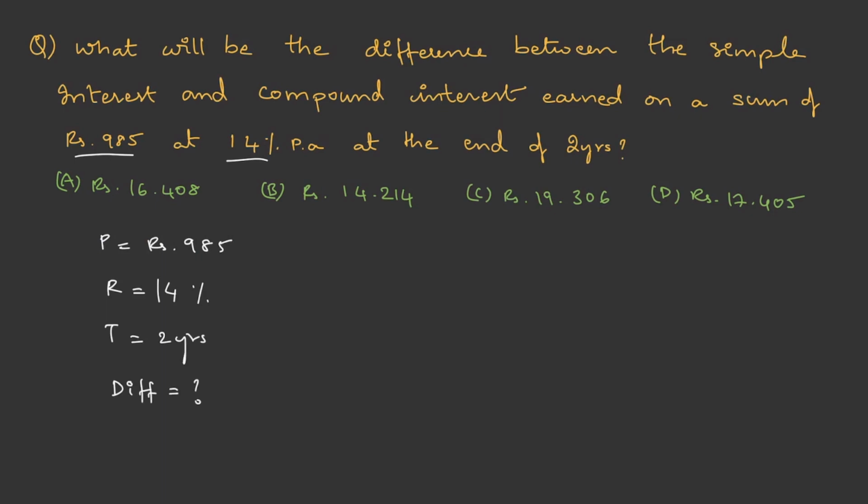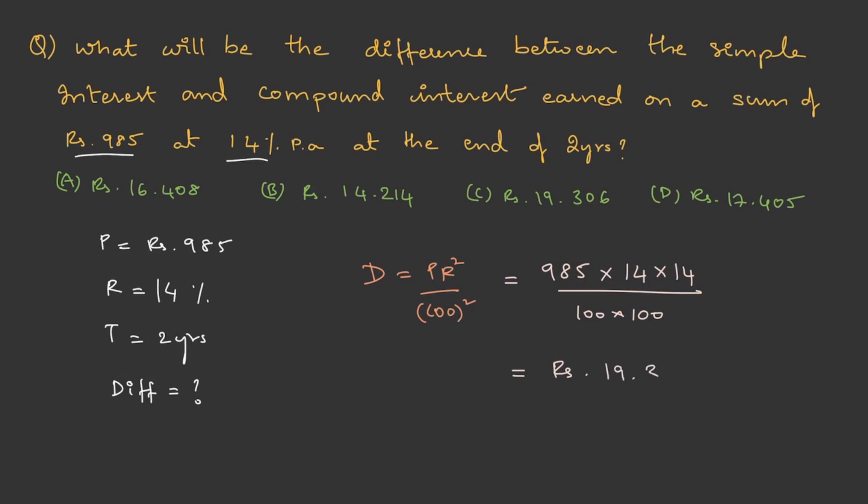Now for 2 years, we already know the formula. Difference is PR square by 100 square. Now once we substitute the values, this is 985 into 14 into 14 by 100 into 100, and when we solve this, this is rupees 19.306, that is option C.